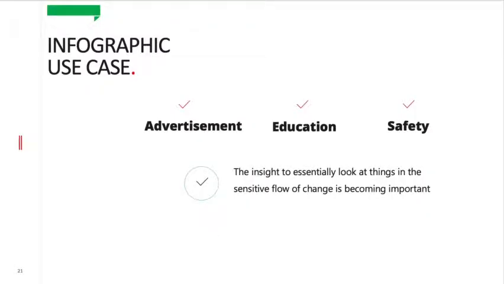Next, we are talking about the infographic use cases. Infographic is actively used in advertisements that catch the eye with celebrity-style copy, and in education that was familiar with manual education. It is also used to promote safety as a good way of delivering information effectively in a short time. Infographic is now expanding into various fields rather than just the need for visual content due to big data. The insight to look at things in the sensitive flow of change is becoming important.